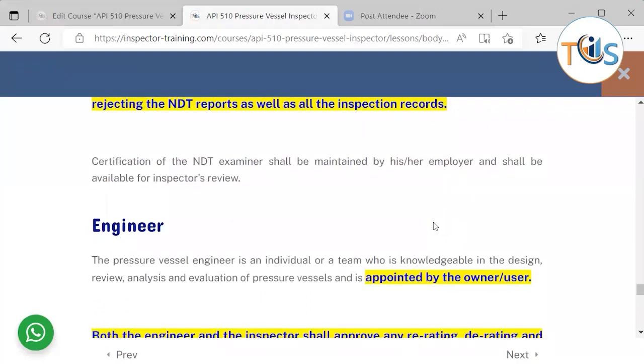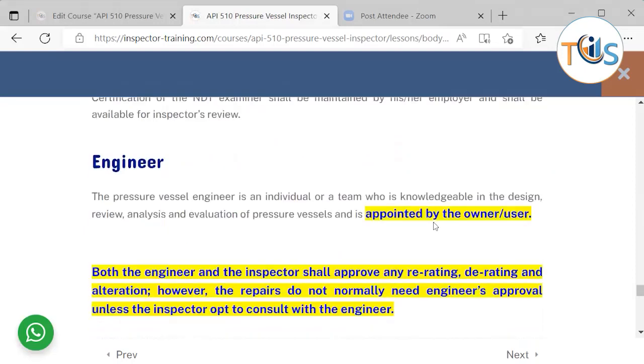Okay, certification of the NDT examiner, this might be a potential question, shall be maintained by his or her employer and shall be available for the inspector's review.